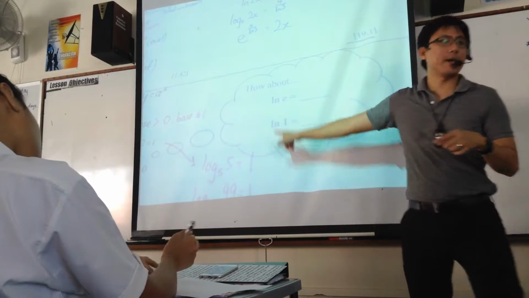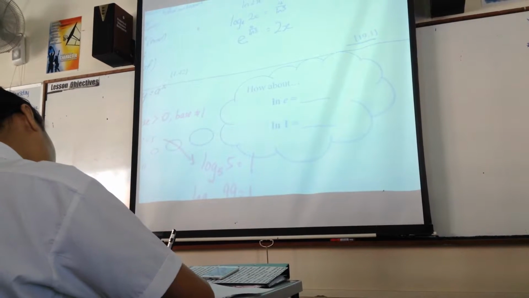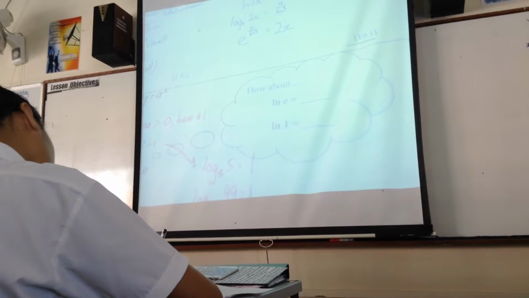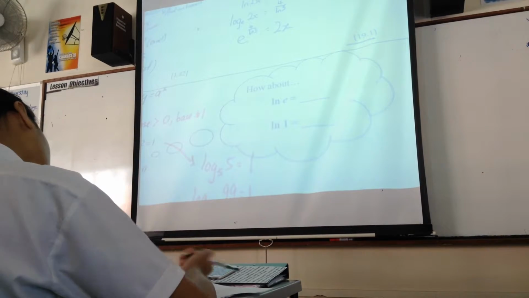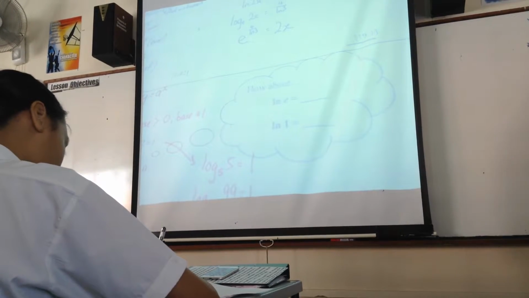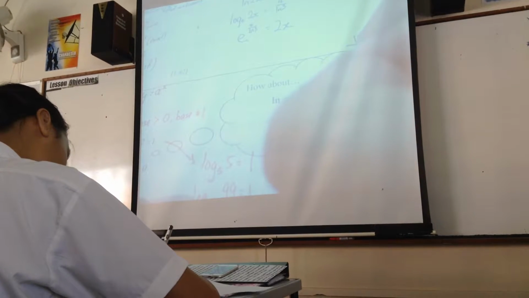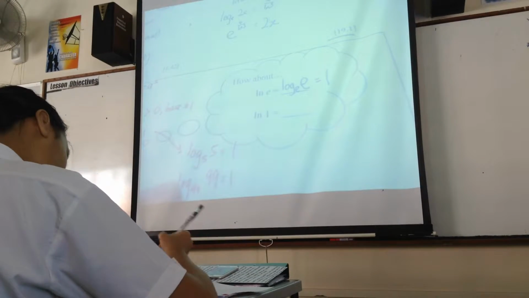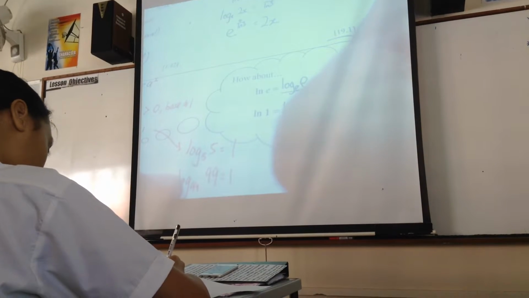Ln e is actually log base what? Log base e. So can you write log base e? Press one more time, at this position. Okay, so can you write log base e, then e. Log base e, then e, the bigger one, then equals to 1. Okay? Now what about ln 1? 0. Alright, so this is 0. So this is log base e of 1.